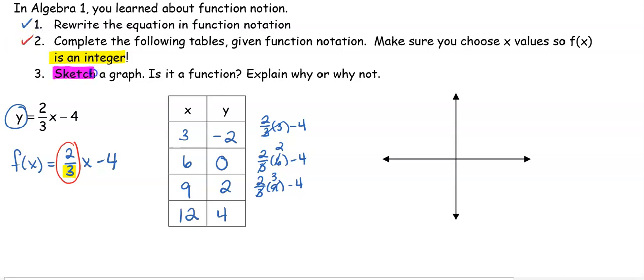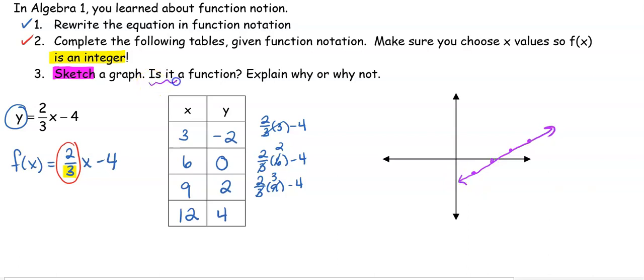The key word here is sketch. If I give you a 10 by 10 grid with lines, you have to plot exact points. But here I'm just sketching it. So if I look, I'm at 3, roughly negative 2, 6, 0, 9, 2, 12, 4. And here's a rough sketch of that equation.